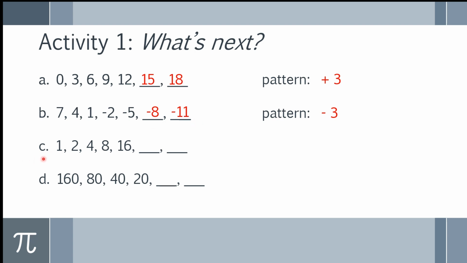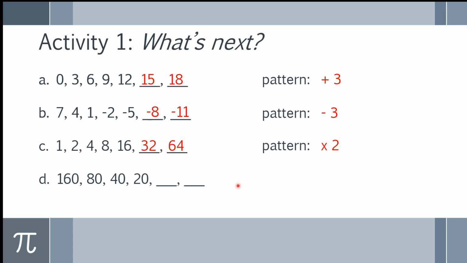So for letter C, the given is 1, 2, 4, 8, 16. Let us find the next 2 terms. So the pattern for letter C is, we simply multiply it by 2. So 1 times 2, the answer is 2. 2 times 2, the answer is 4. 4 times 2, 8. 8 times 2, 16. So the next number will be 16 times 2, 32. 32 times 2, 64. For letter D: 160, 80, 40, 20, blank, and then blank.